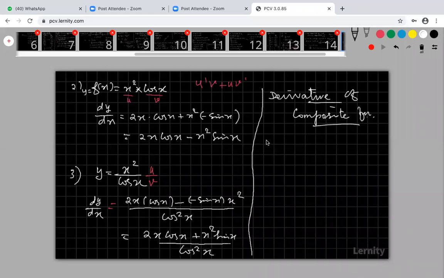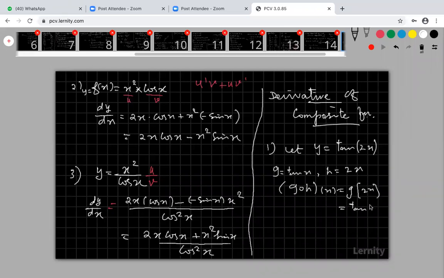What is that, sir? Composite function means, suppose I take y is equal to tan of 2x. This is a composition of two functions. One function is 2x, another function is tan x. If you take g is equal to tan x and h is equal to 2x, then what is my g composition h of x? It is g of h of x. My h of x is 2x, so tan of 2x. Therefore this is a composition of two functions.